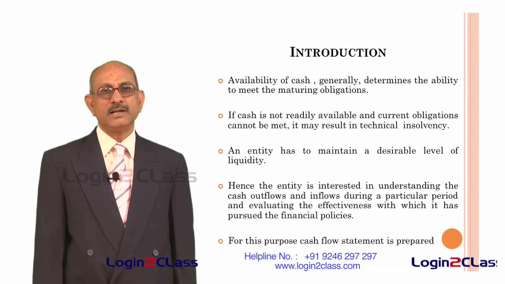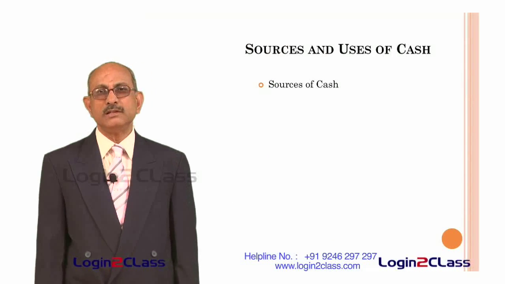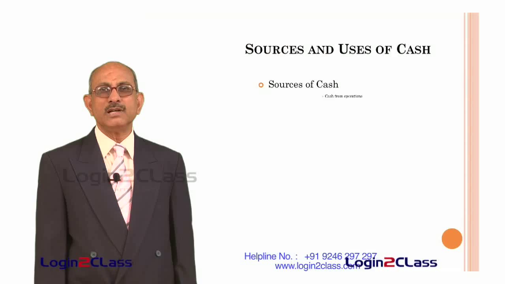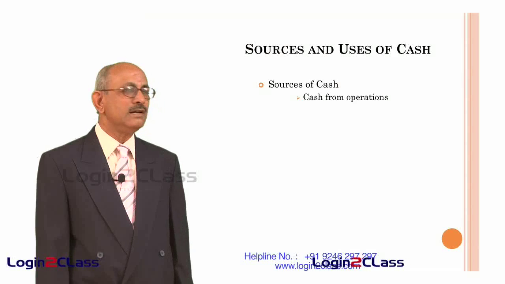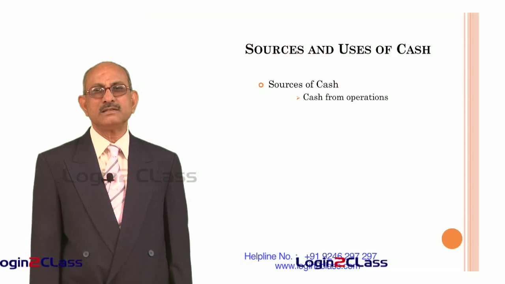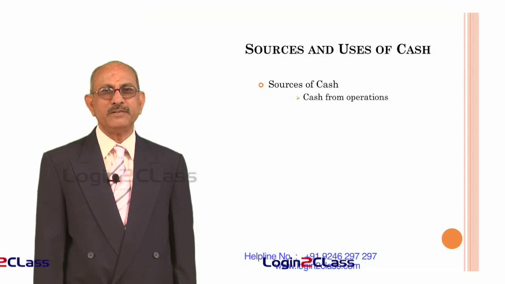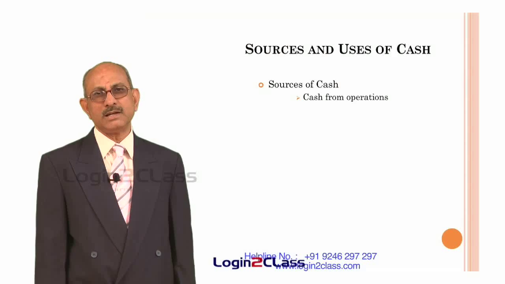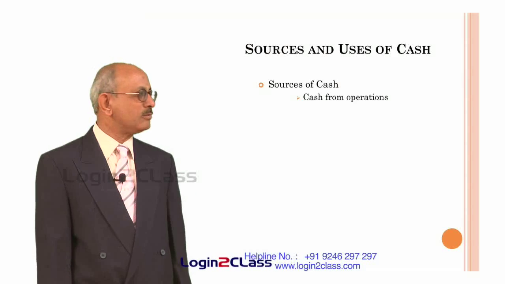So, as we have seen, there are cash inflows, also known as sources of cash, and cash outflows, also known as uses of cash. Normally, sources of cash are the following. One is cash from operations, that means the business in which the entity is currently engaged will also result in certain cash coming into the entity. They are termed as cash from operations. For example, if an entity is in the manufacturing sector and is manufacturing a particular product, by the sale of that product the entity will generate certain cash. Such cash is known as cash from operations.